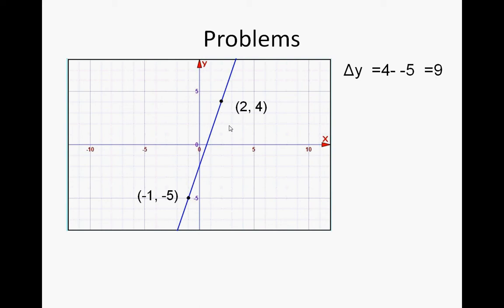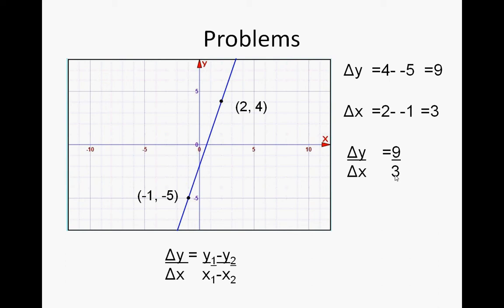And now we're going to look at the x-coordinate, which is the first one, and we need to go 2 minus negative 1, and we get 3. Now we're going to compare them, which means divide them, delta y over delta x, and we get 9 over 3. Now we're not done yet, because you can't forget to simplify. Simplify, it'll be 3.